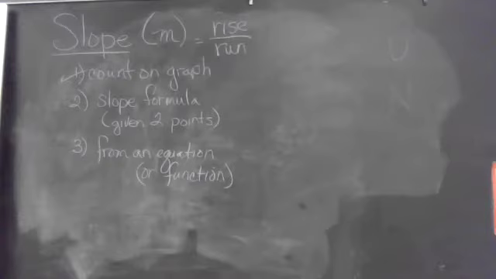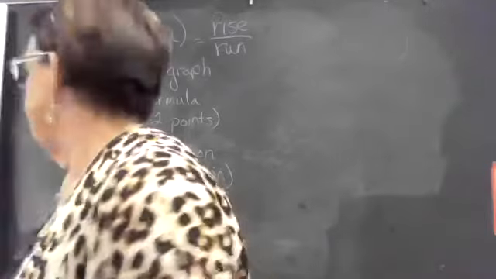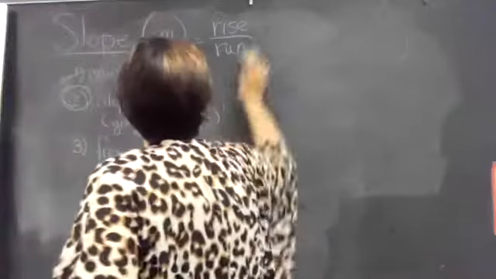I'll try to use a different color. Orange is good. Okay. So what we're going to work on right now is finding slope using a formula. That means that they're going to give us 2 points.